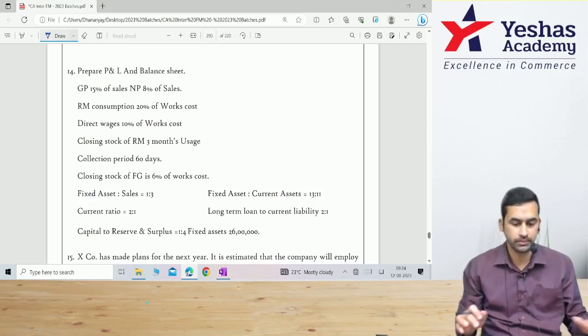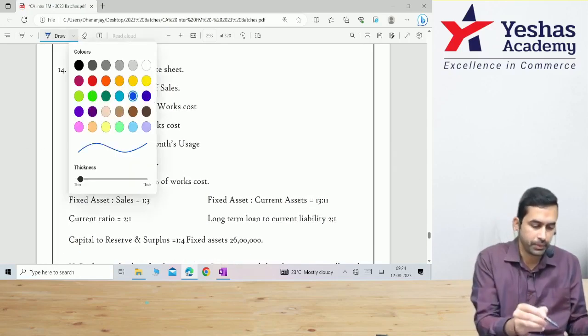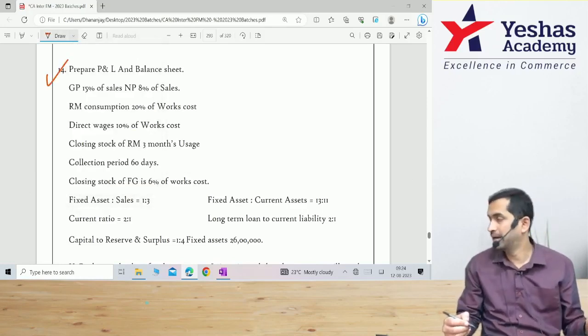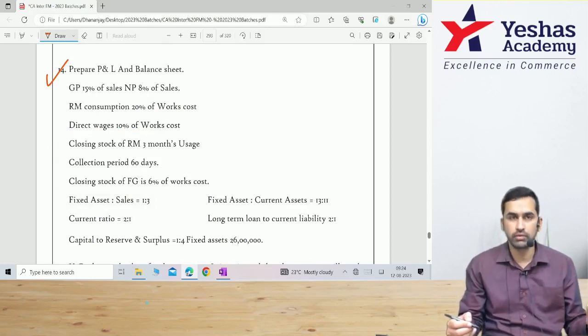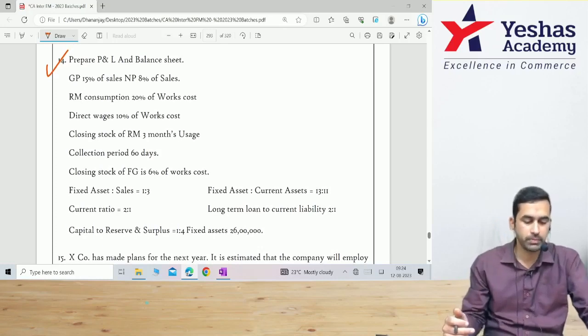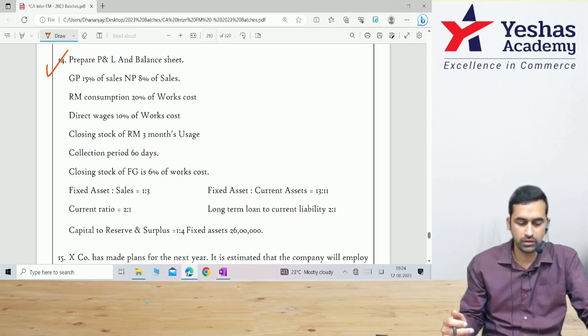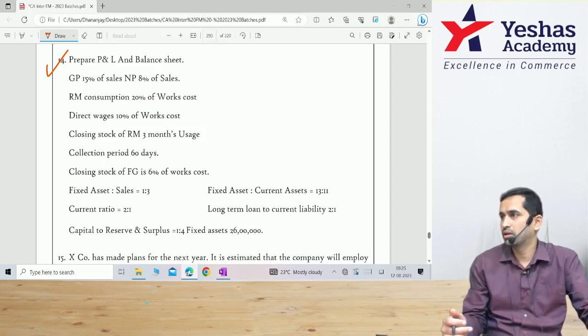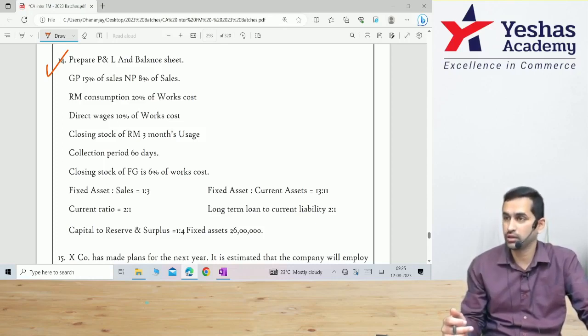Question number 14. Prepare P&L account and balance sheet. One more question on P&L balance sheet preparation. GP 15% on sales, net profit 8% on sales, raw material consumption 20% of works cost. When they use the word raw material consumption, this is after adjusting opening and closing stock.